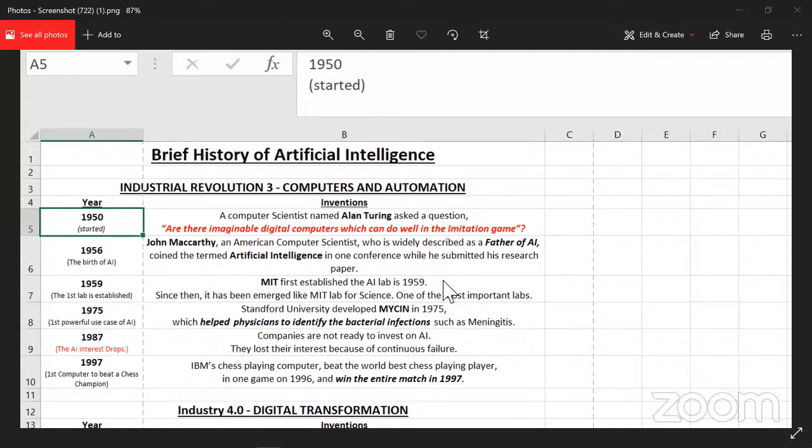Because of that, MIT first established this lab in 1959. Now a new lab got established. What happened again in 1975? The first powerful use case of artificial intelligence came into the market. Stanford University developed MYCIN in 1975, which helped physicians identify bacterial infections such as meningitis.